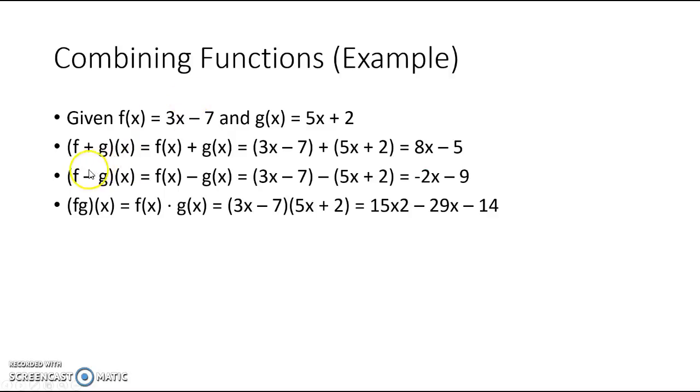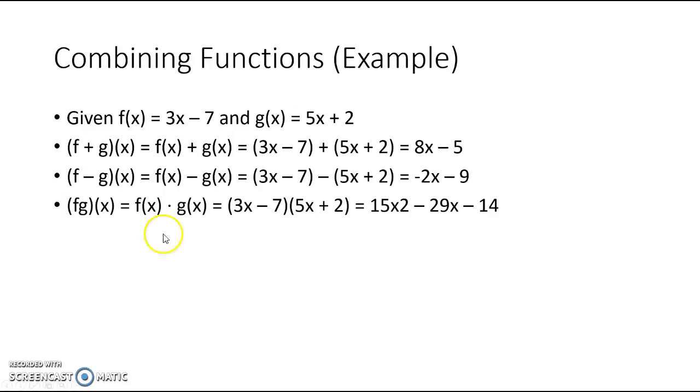If we subtract, we'll simply do the same thing except subtract. We'll take 3x minus 7 minus 5x plus 2. What you're going to do here is distribute this subtraction sign. So this will turn into a negative 5x, and this will turn into a negative 2. So we'll take 3x minus 5x, which will just give us negative 2x, and then we'll take negative 7 minus 2, which will give us negative 9.